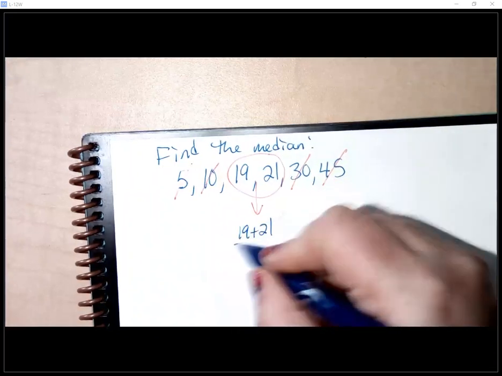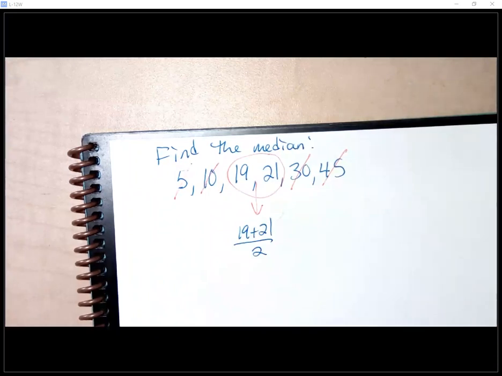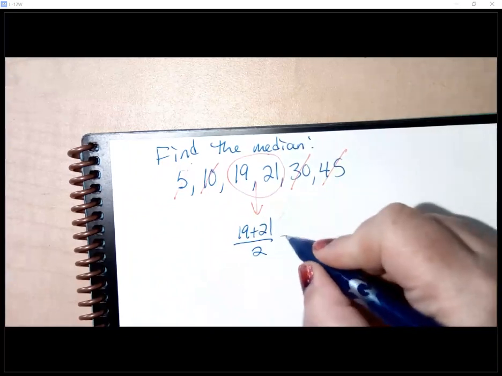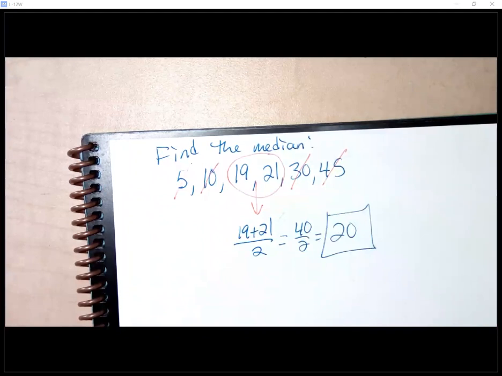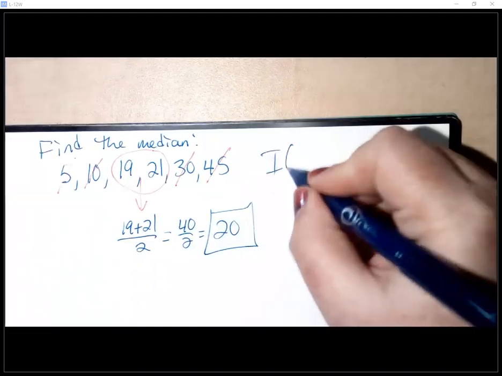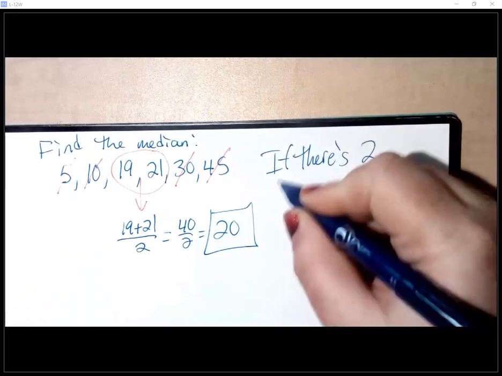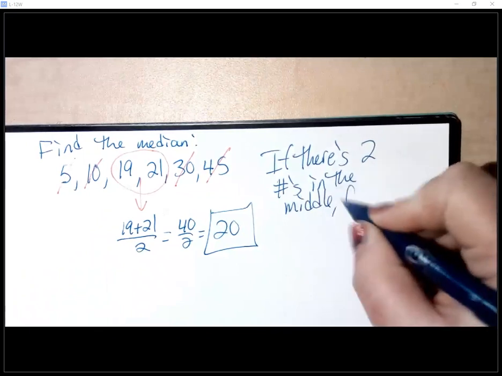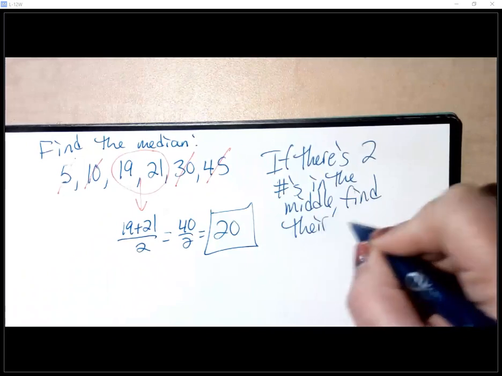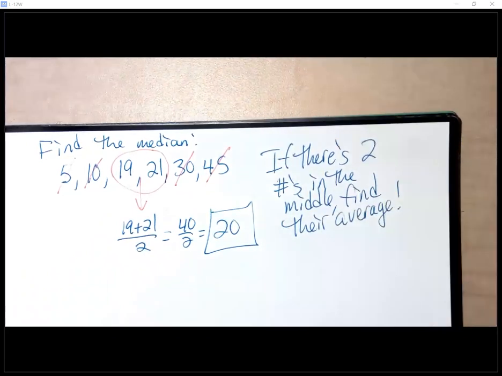So I get 40 over 2, which as we know is going to be 20. So the median would actually be 20 in this case. So it's not either of the numbers that are actually in the middle, it's the average of the two. Okay, so if you have two numbers in the middle, find their average. Everybody's okay so far? Yeah.